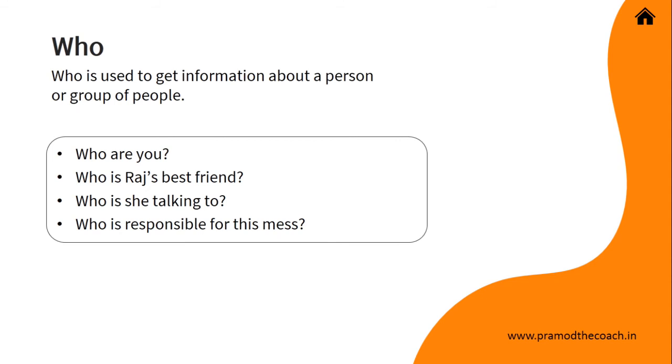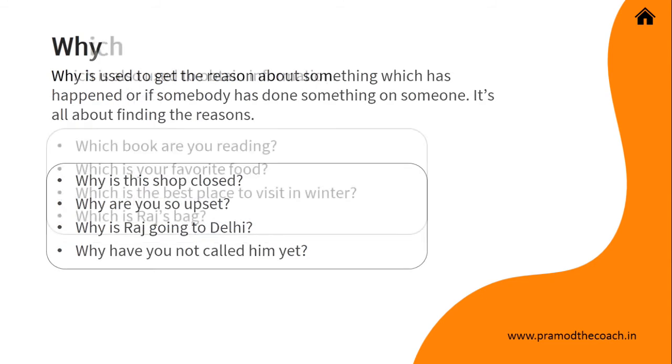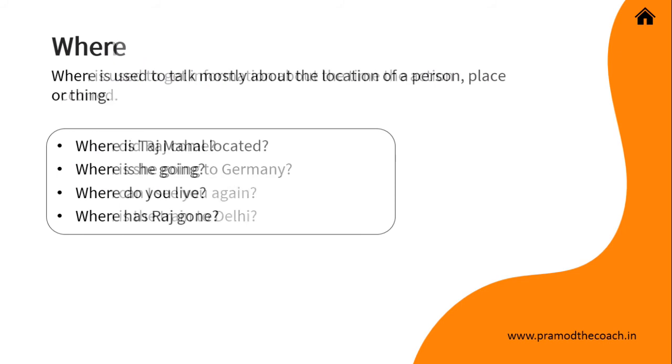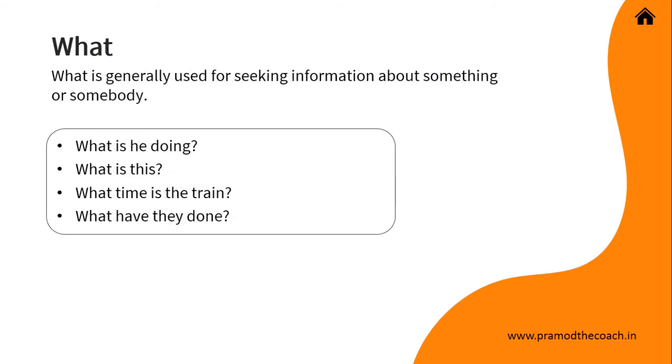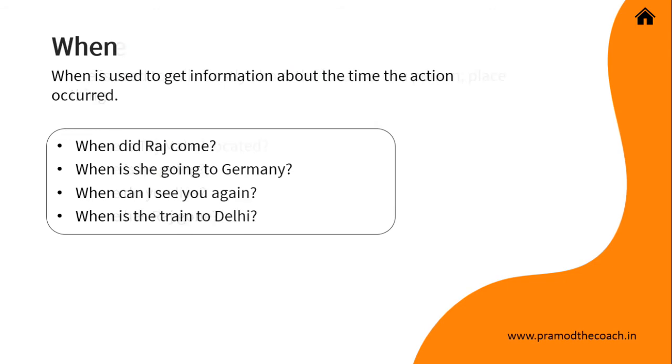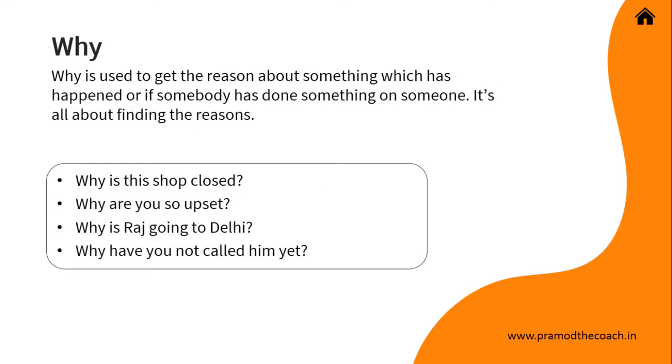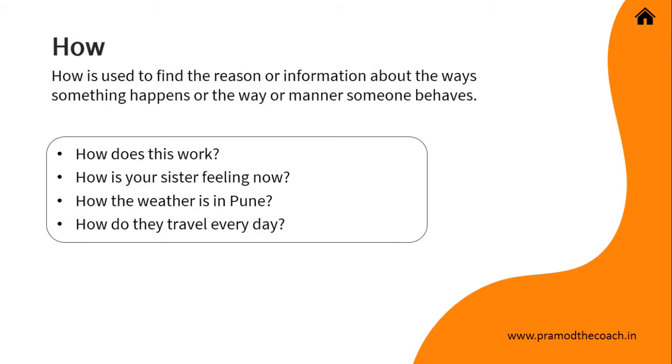So, to ask information about a person or a group of people, we use who. So, we saw the use of who, then why, which, when, where, what. And the last is H, how. How is used to find the reason or information about the ways something happens or the way or manner someone behaves. How does this work?